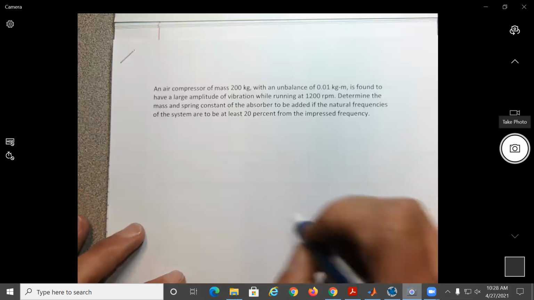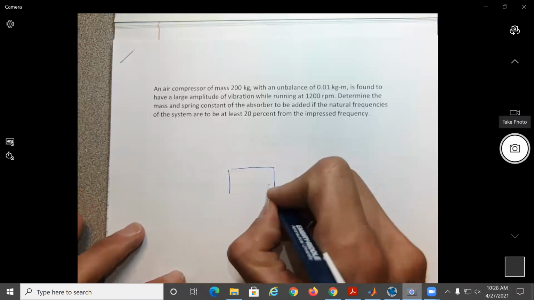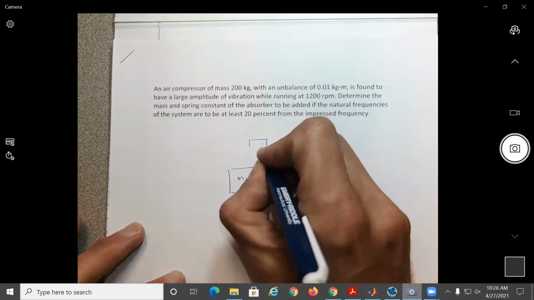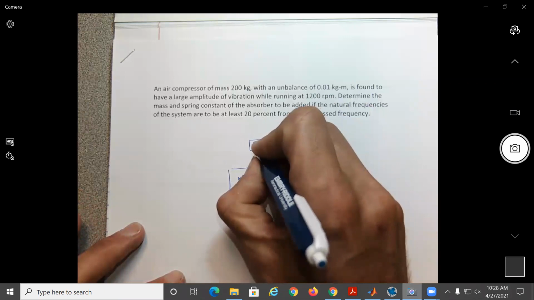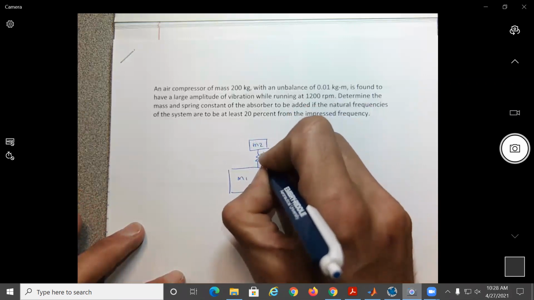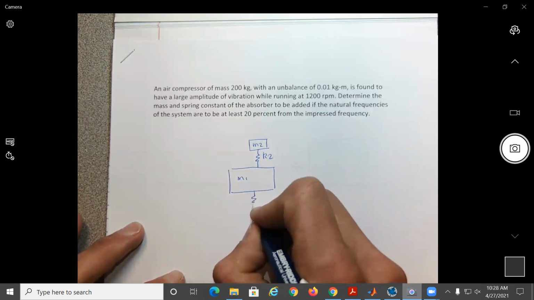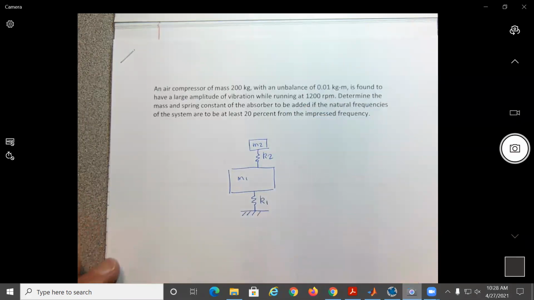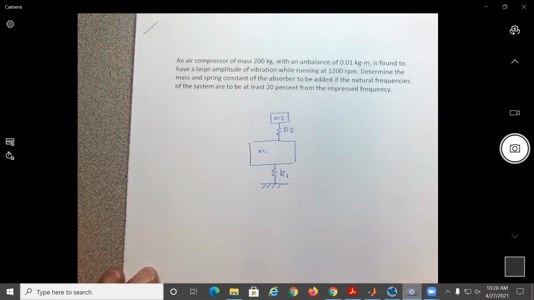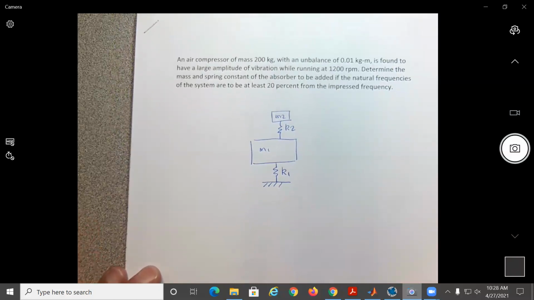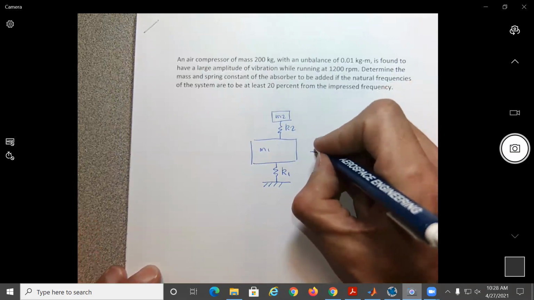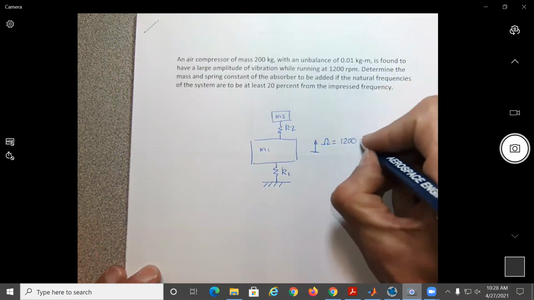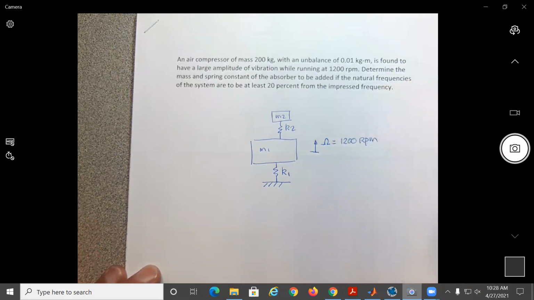I will say, okay, this is my M1. This will be my M2. It will be the K2. You can do a better figure than me. This would be the K1. Okay, and now what we know is what? We know that this over here vibrates at a frequency of 1200 RPMs. And what else do we know?